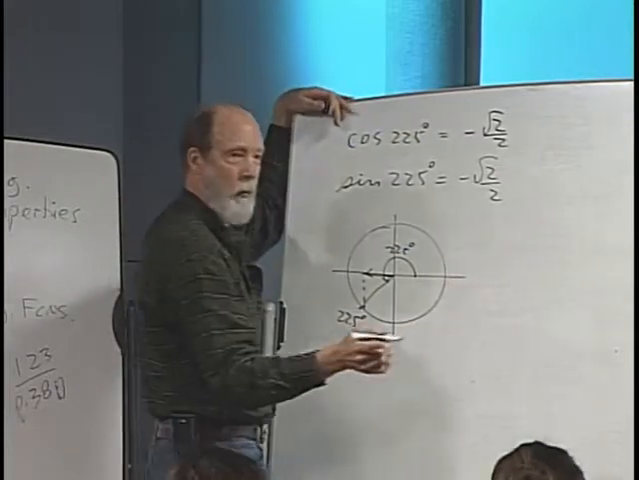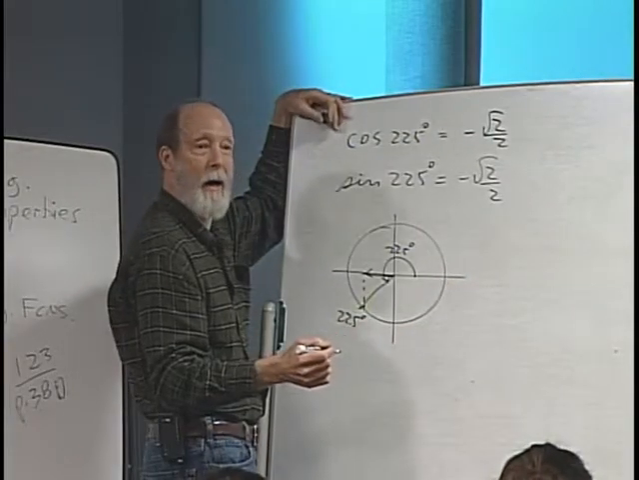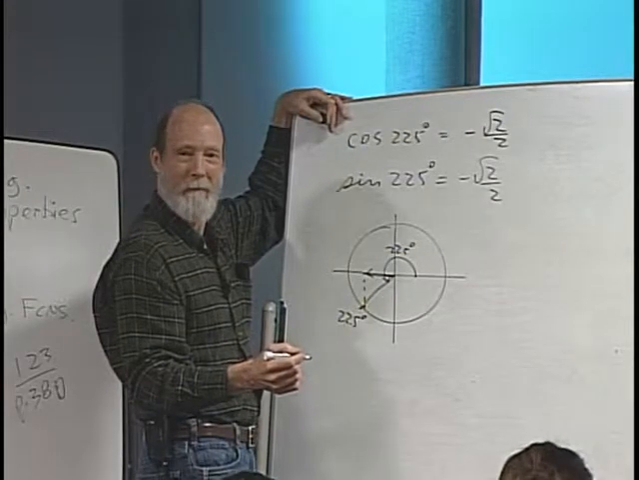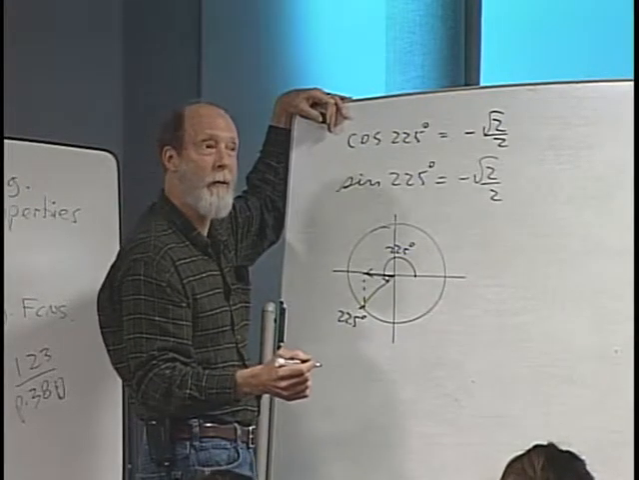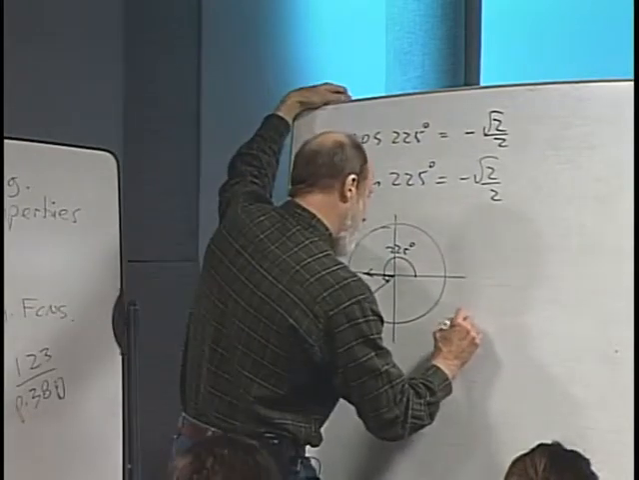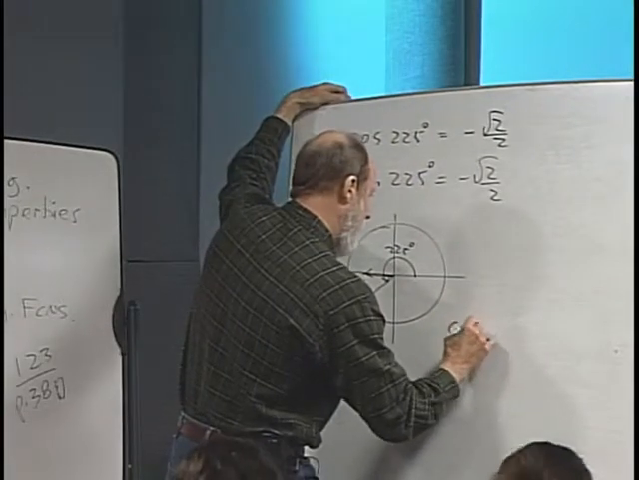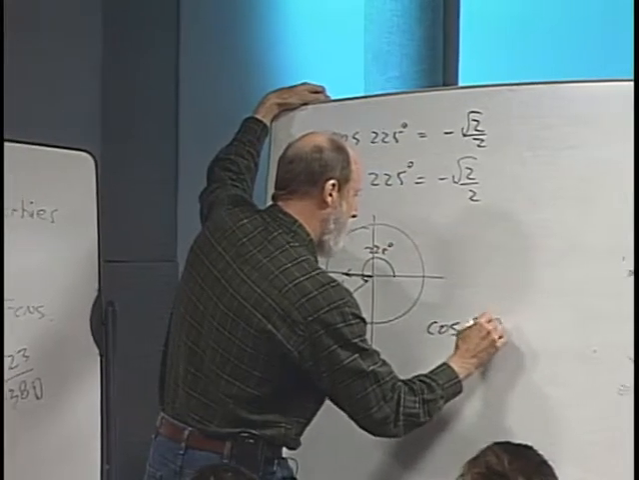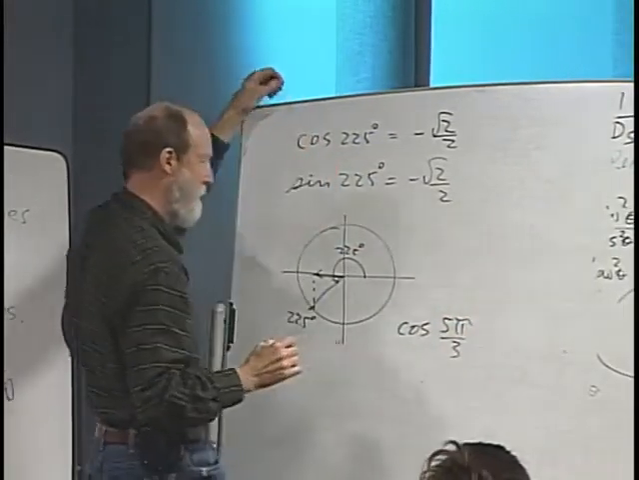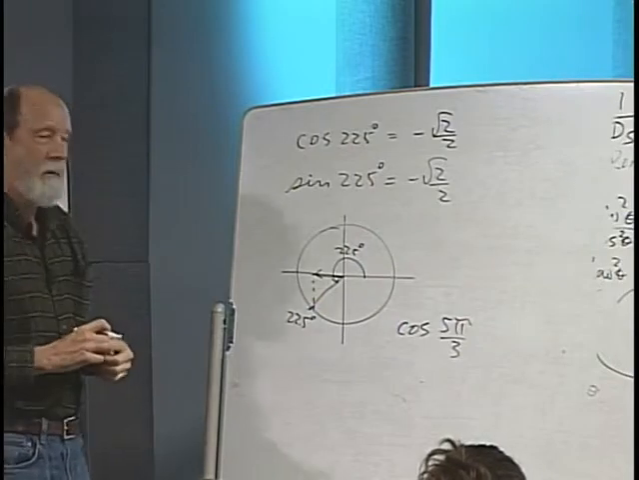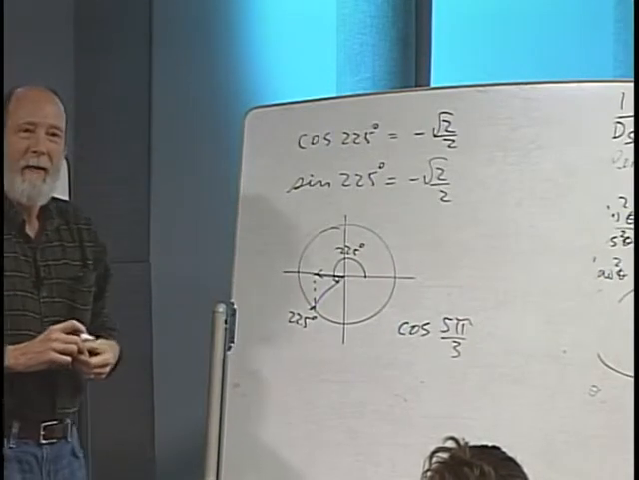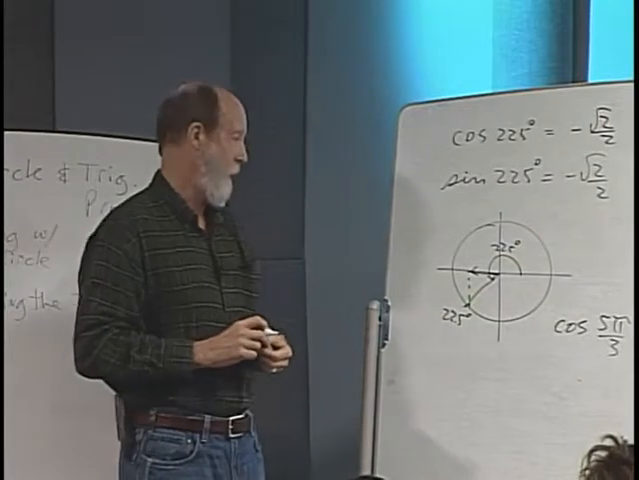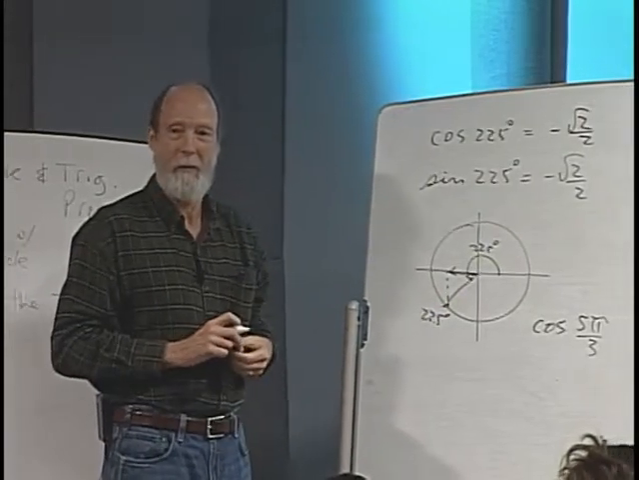Let me give you a 4th quadrant angle, and let me do it in radians. Kind of fun. How about the cosine of 5 pi over 3? And I'll explain how I think my way into that after you've taken a moment to fiddle with it.